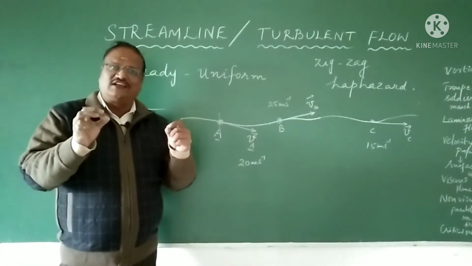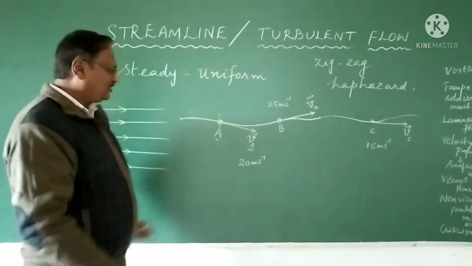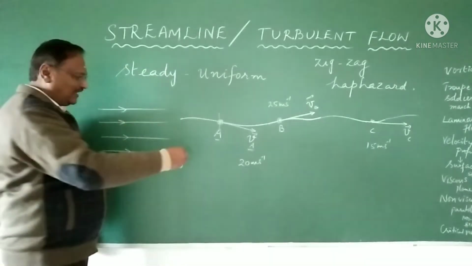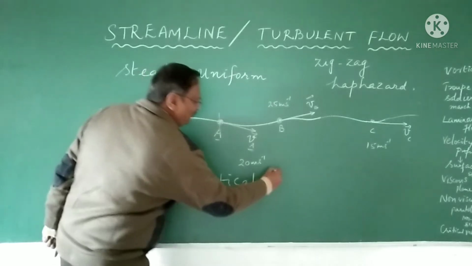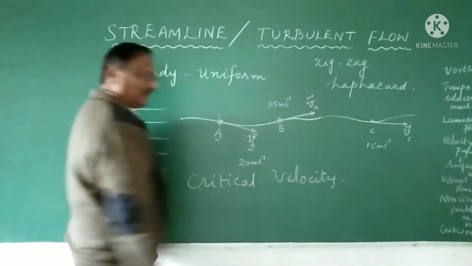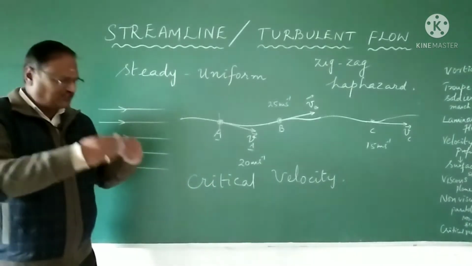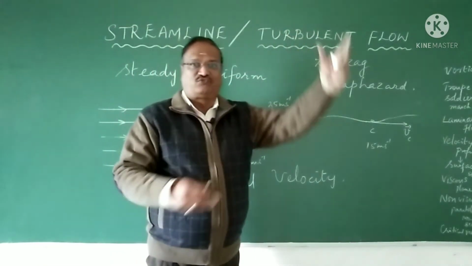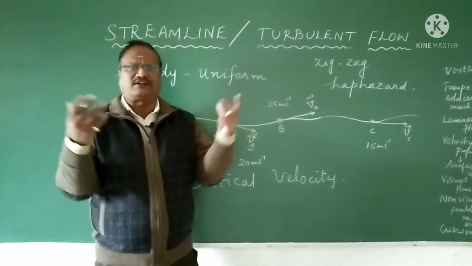Everything depends on a limiting value of the velocity. The velocity should not exceed a particular value, and that velocity is called the critical velocity. The velocity should not exceed the critical velocity. This is the limiting value. If it exceeds that, then it will be called turbulent flow. In life, we say turbulent times.